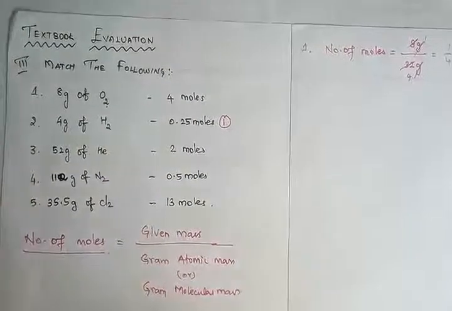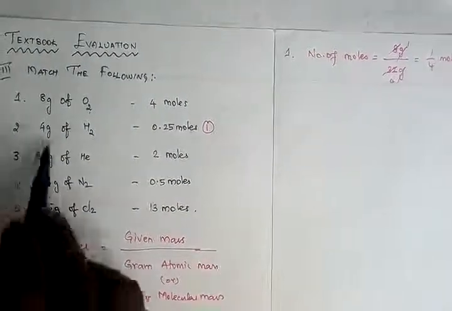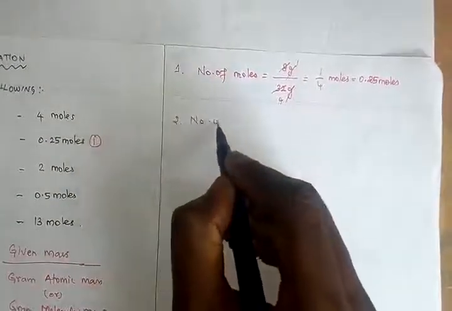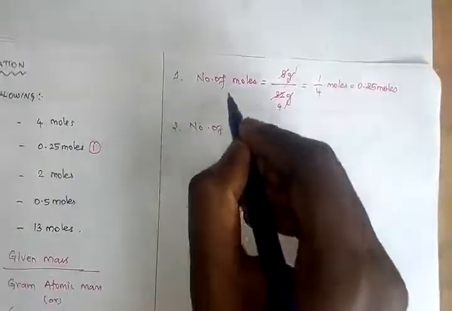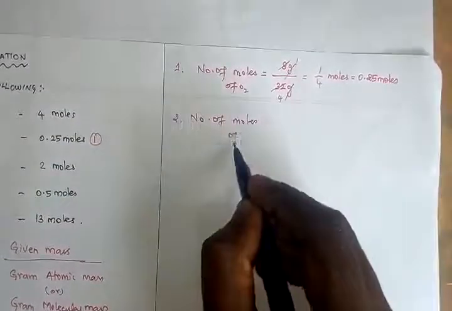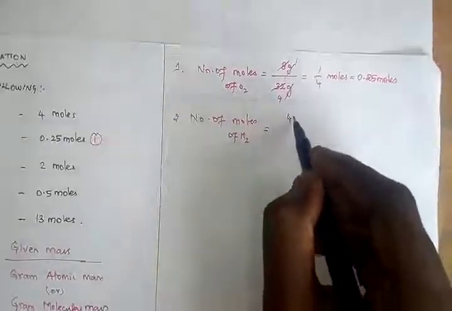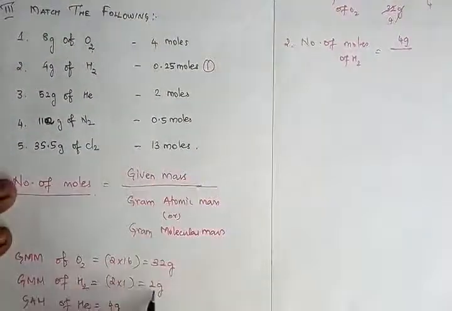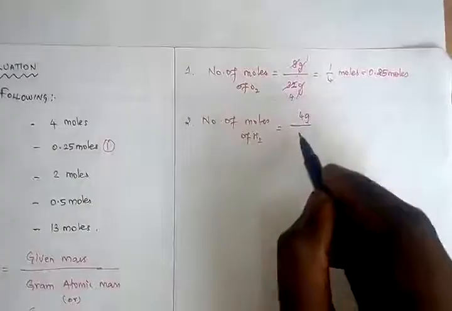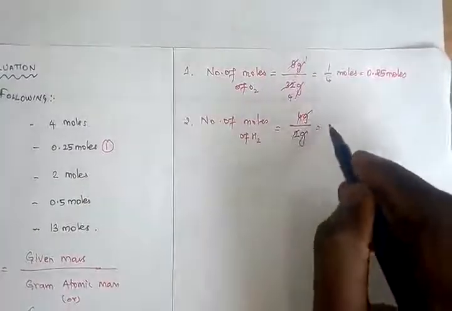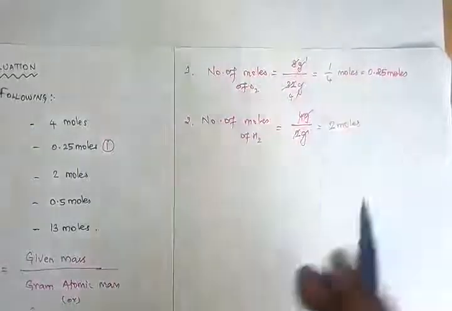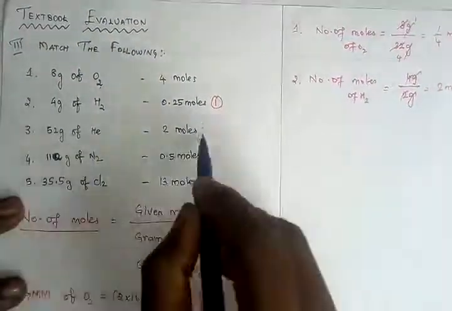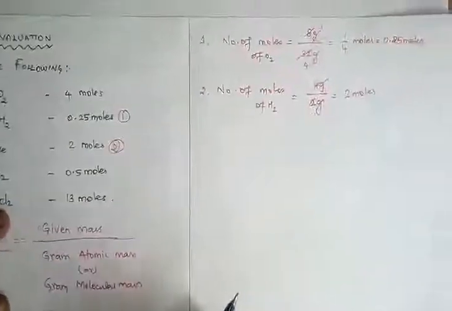Okay, next one, 4 grams of hydrogen. Again, the number of moles for hydrogen is 4 grams divided by the gram molecular mass of hydrogen, which is 2 grams. So substitute there 2 grams. The answer is 2 moles. This is the second one.